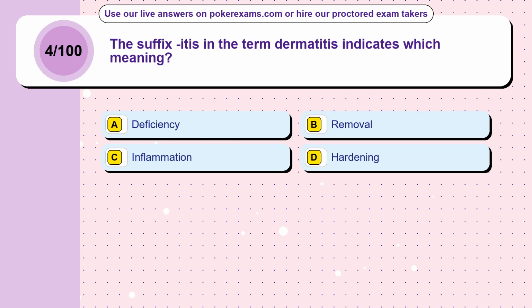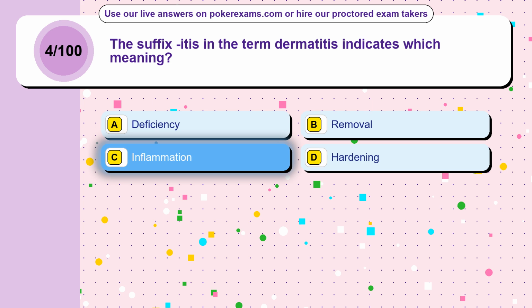Question 4. The suffix itis in the term dermatitis indicates which meaning? Option A. Deficiency. Option B. Removal. Option C. Inflammation. Option D. Hardening. The correct answer is option C.